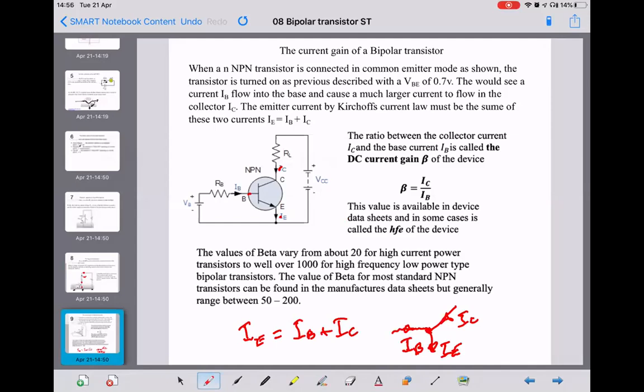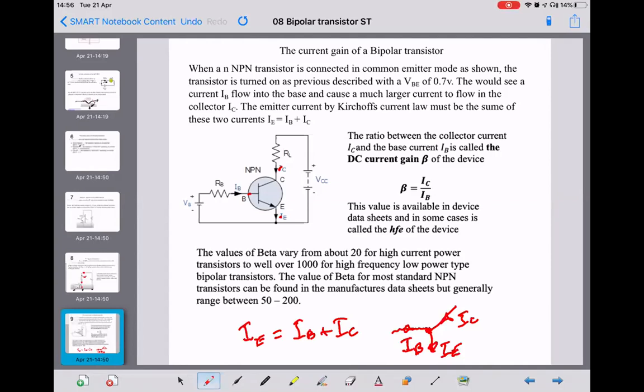So the ratio between the collector current IC and the base current IB is called the DC current gain, beta, of the device. If we want to find beta and we can measure both IC and IB, beta is equal to IC divided by IB. You can find the beta value on device data sheets. In some cases that's called the HFE of the device. That's a bit of an older term for it. These days, you'll find it's called beta.